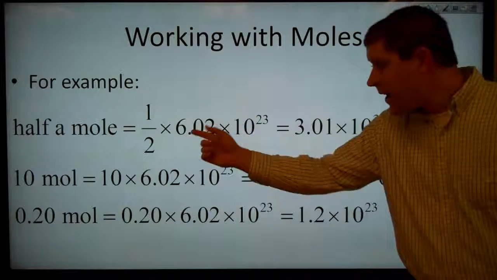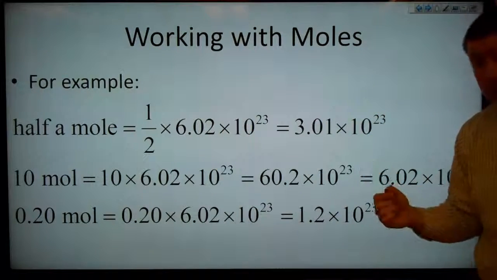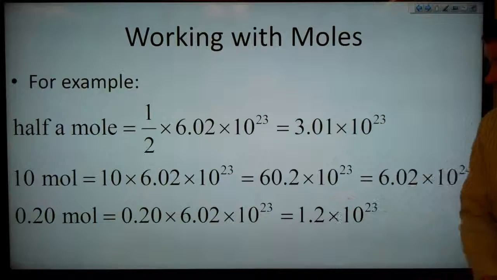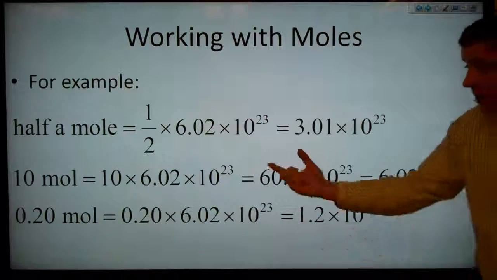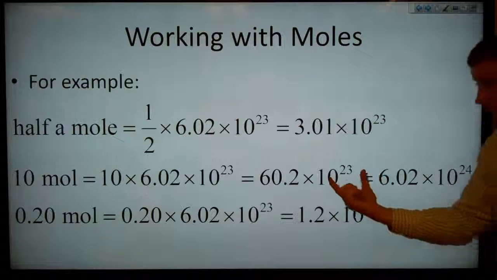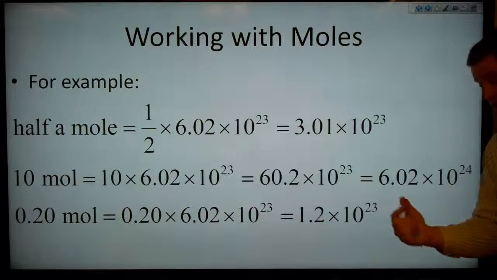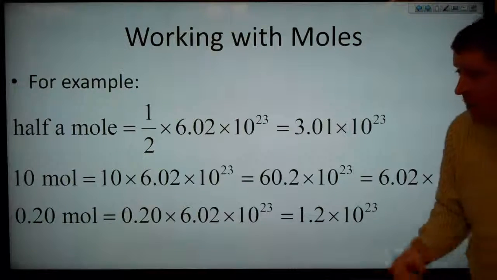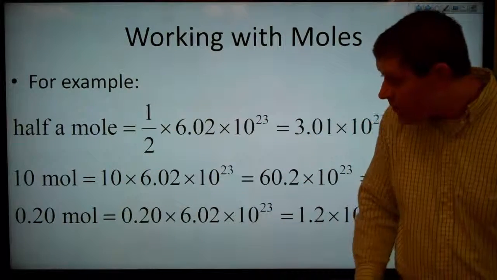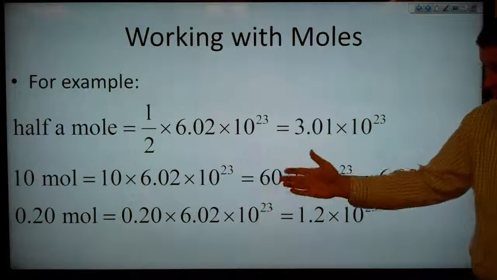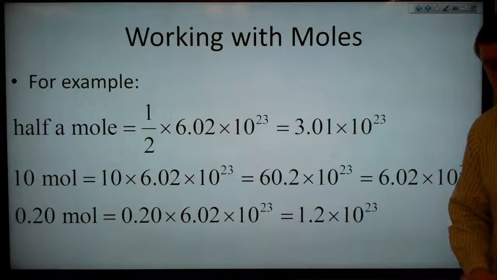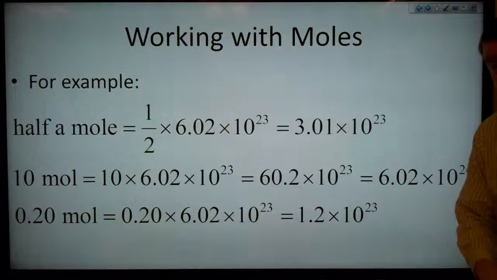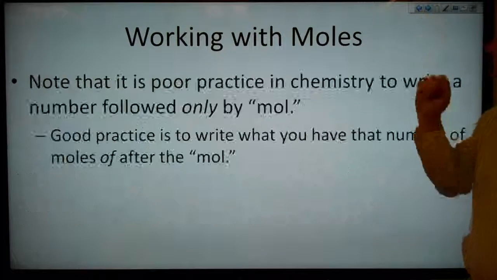So we have 1/2 times 6.02, that's 3.01 times 10 to the 23. If we have 10 moles, then it's 10 times 6.02 times 10 to the 23. Well, that means that we really have 60.2 times 10 to the 23, which is 6.02 times 10 to the 24. If we have 0.20 moles, then we have 0.20 times 6.02 times 10 to the 23 of whatever objects we have, and that means we have 1.2 times 10 to the 23 objects.